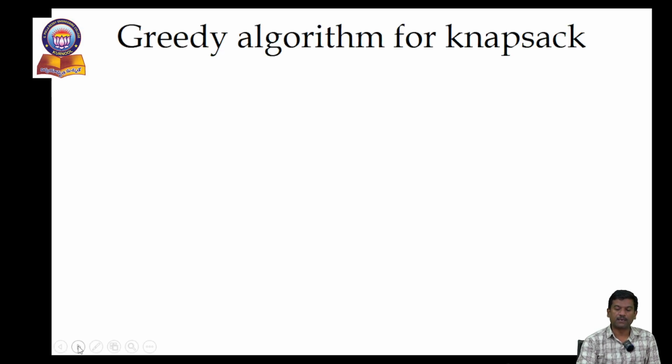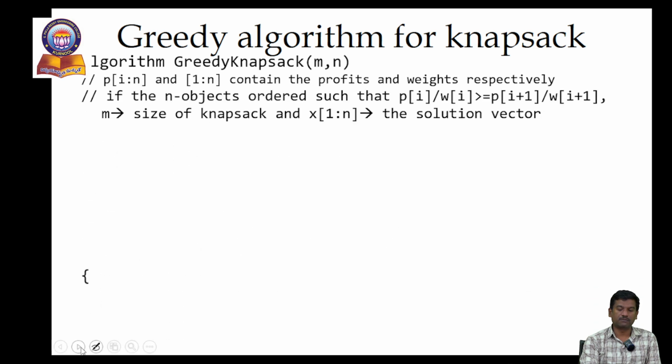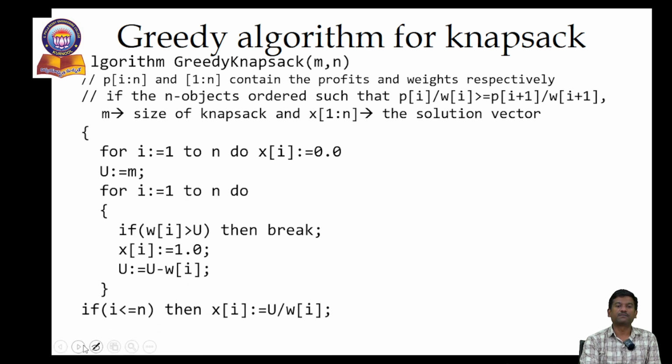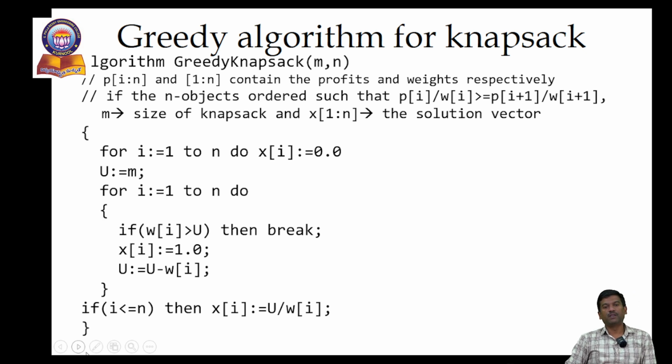And we shall take a particular example related to fractional knapsack, which can be solved using the greedy approach. If you consider the algorithm, there are certain prerequisites which are assigned, and certain statements are included, which can be solved using the greedy approach. The prerequisite is that it should be ordered such that pi by wi is greater than or equal to pi plus 1 by wi plus 1. That will be explained with an example.